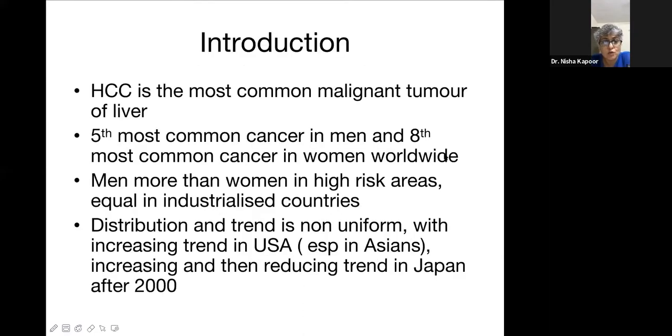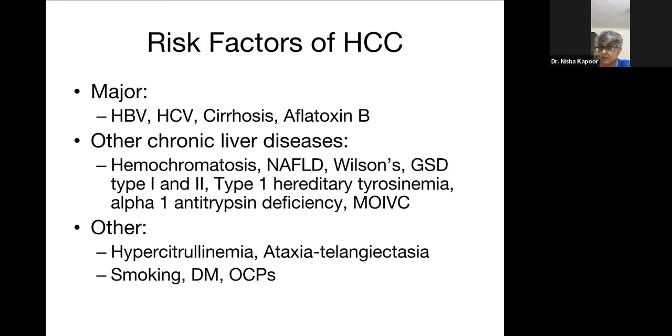So HCC is the most common malignant tumor of the liver. It's the fifth most common cancer in men and eighth most common cancer in women worldwide. Men are affected more than women in high-risk areas, but the incidence is equal when it comes to industrialized countries. Distribution and trend is non-uniform, with an increasing trend in USA over the years. And we see that in Japan, initially the trend had been increasing till year 2000, and thereafter the trend has been reducing. So we look at the risk factors of HCC.